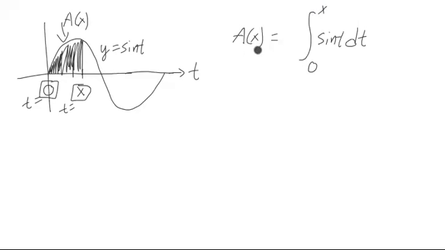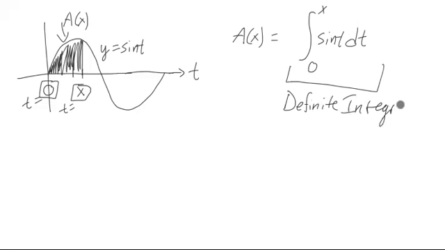So we get this notation, A of x is equal to, and we read this as the integral from 0 to x of sine t dt. This notation is called definite integral notation. Indefinite would be a general antiderivative, but here we've actually come up with a specific antiderivative with x being plugged into it. So we end up getting this notation.